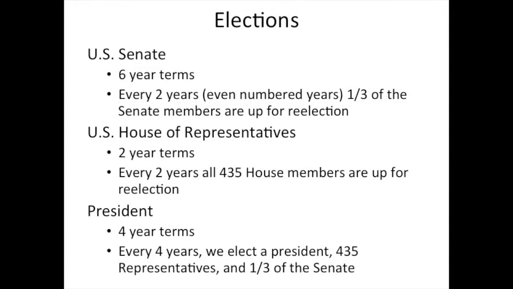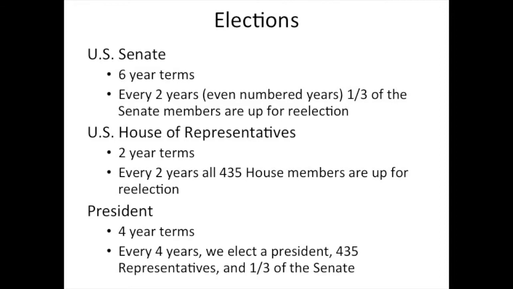Now, a senator's term, meaning how long they serve in office before they seek re-election, is 6 years. However, we don't elect an entirely new Senate every 6 years. Instead, Senate elections are staggered. They take place every 2 years on even-numbered years. For example, in 2010, 2012, 2014, and 2016, we will elect approximately 1/3 of the Senate. So every other election cycle, we elect about 33 senators.